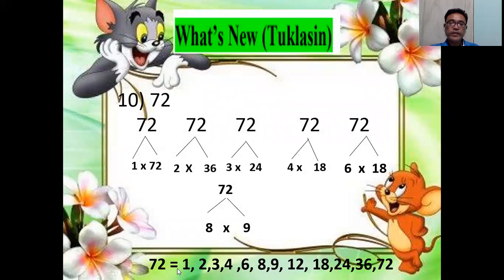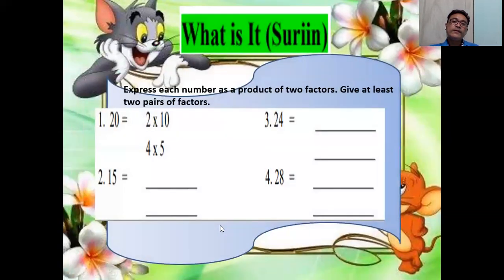And let's start with the least number, which is 1. These are the factors of 72: 1, 2, 3, 4, 6, 8, 9, 12, 18, 24, 36, and 72. Let's proceed.